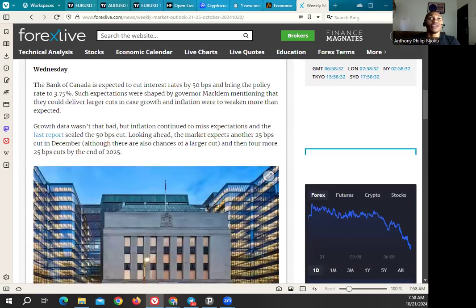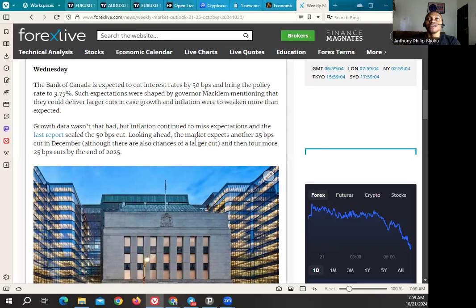And bring the policy rate to 3.75%. Such expectations were shaped by Governor Macklem mentioning that they could deliver larger cuts in case growth and inflation were to weaken more than expected. Growth data weren't that bad, but inflation continued to miss expectations. And the last report showed the 50 base points cut.